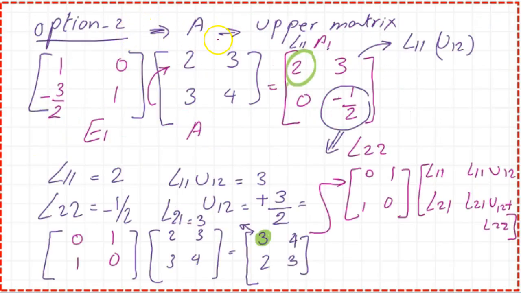So again, option 2, converting A into an upper matrix. This time, the elementary matrix E will be on the left side. The first row of the elementary matrix is 1, 0. The second row is minus 3 over 2 by 1, which is minus 3 over 2 here, and 1 is here. First row 1, 0 will keep the first row no change with 2, 3. Minus 3 over 2 and 1 will give us 0 and minus 1 over 2. And this is the value of L sub 11 U12 as we have estimated earlier.